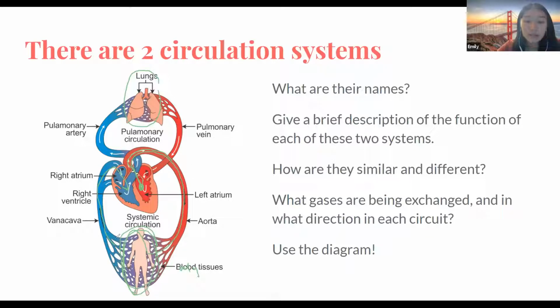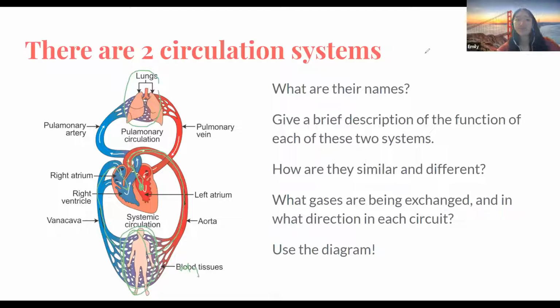And then gas exchange in the body tissues is going to be opposite. So instead of oxygen going into the bloodstream, it's going to be carbon dioxide going into the bloodstream, and oxygen leaving the bloodstream, going into your body tissues, which are the cells that need it.